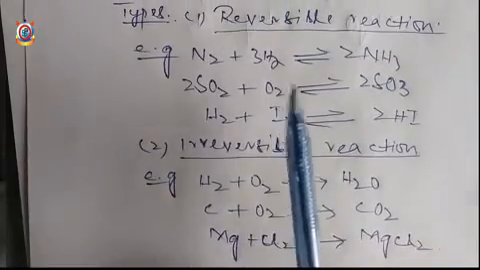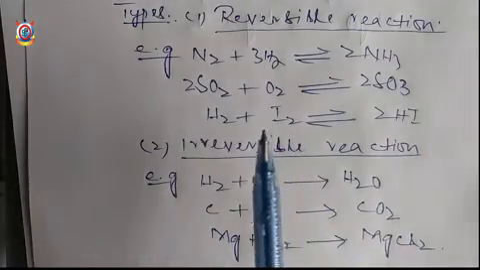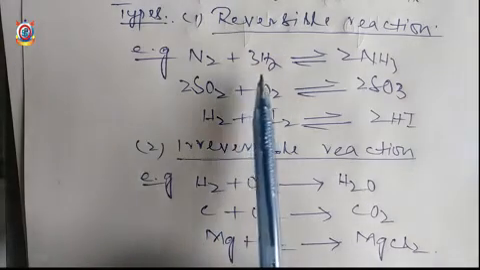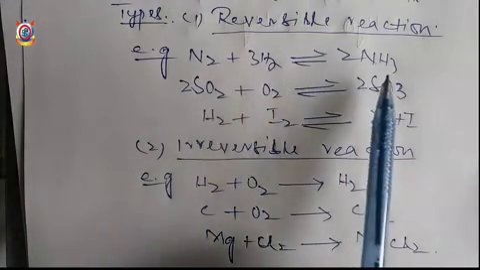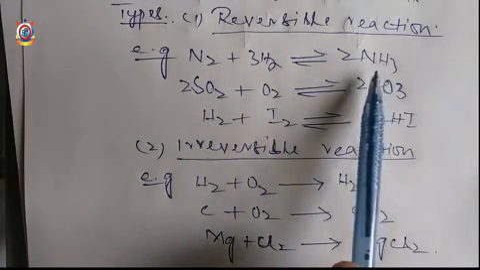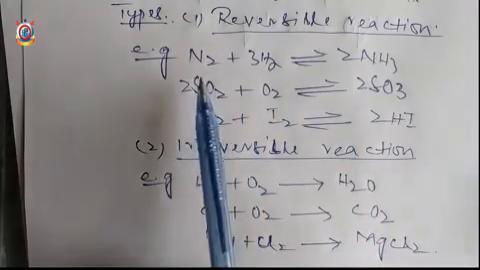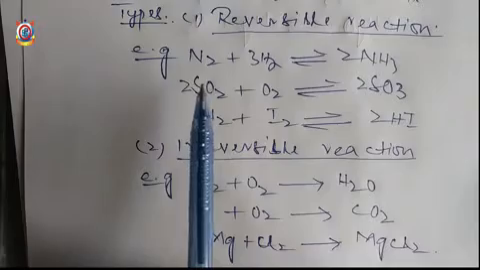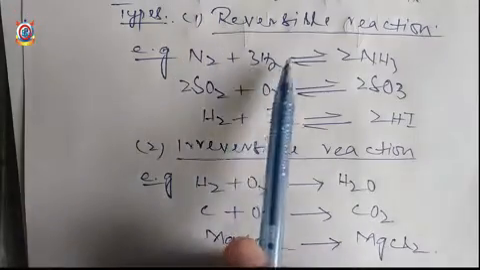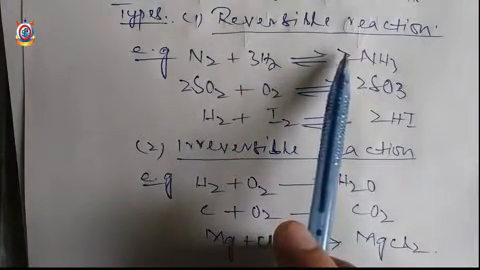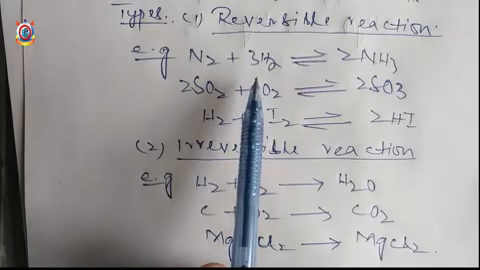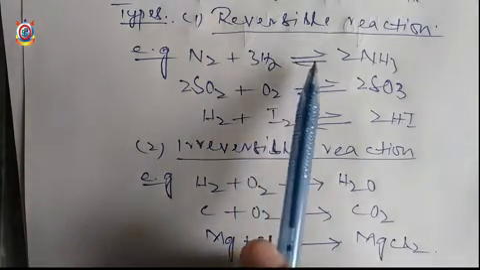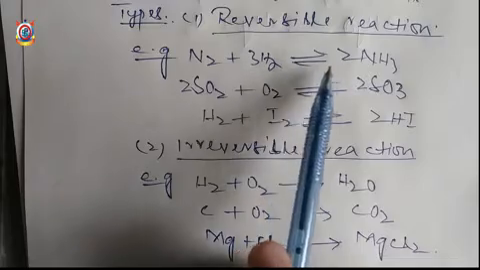The first type is the reversible reaction. Reversible reactions are those reactions in which the reactants combine together to form product, and the product again recombines to form the reactant, or those reactions which proceed in two directions, in the forward direction as well as in the reverse direction. The reversible reaction is shown by a double half-headed arrow which shows the reversibility of the reaction.